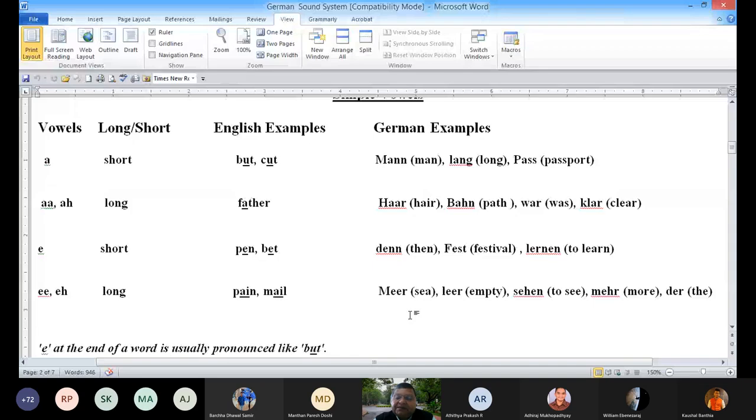S-E-H-E-N, the H is silent. After these vowels, the function of H is that it will make the vowel long but itself silent. So here it is sehen. And then M-E-H-R, Mehr, meaning more, and D-E-R, der. Now I explained up to this in the last class.